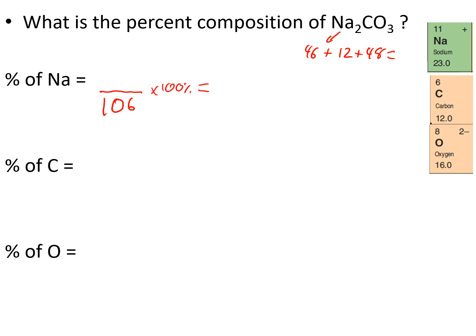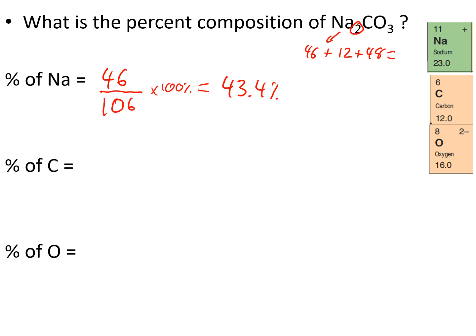When we take sodium now, sodium is 23, but since we have two sodiums, it's actually going to be all the sodium added up together. So it's going to be 46 divided by 106. So this is going to be 43.39. So we're going to round it up to 43.4%.